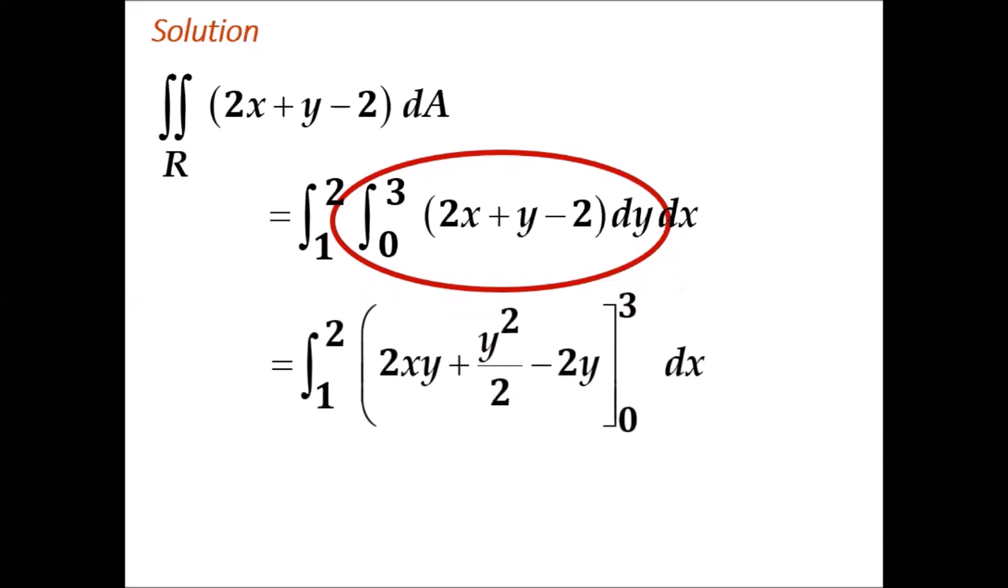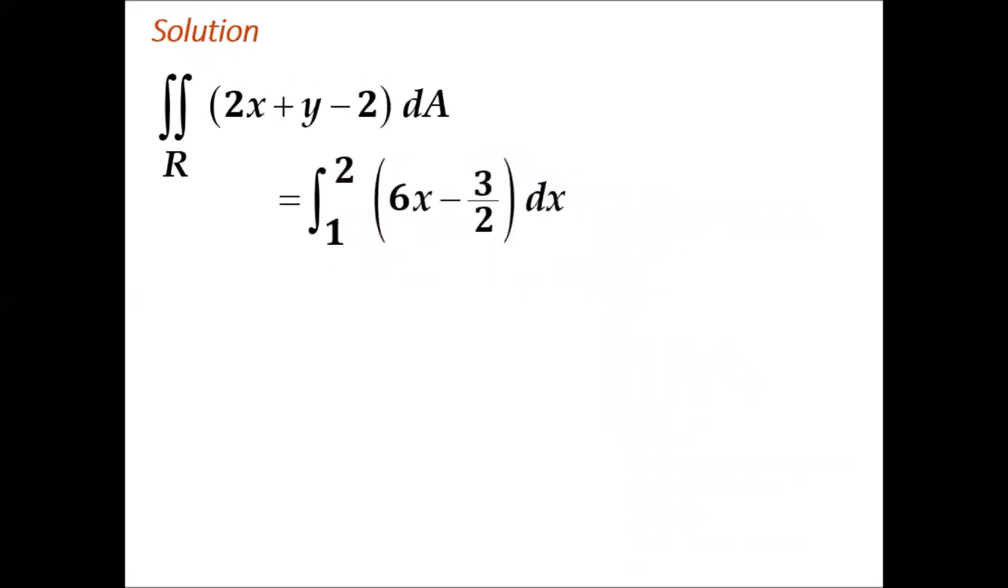Now, evaluating the bounds from 0 to 3, we then have the following integral, which is the integral of 6x plus 9 over 2 minus 6 dx evaluated from 1 to 2. Or simply, we can write this as the integral of 6x minus 3 over 2 dx evaluated from 1 to 2.